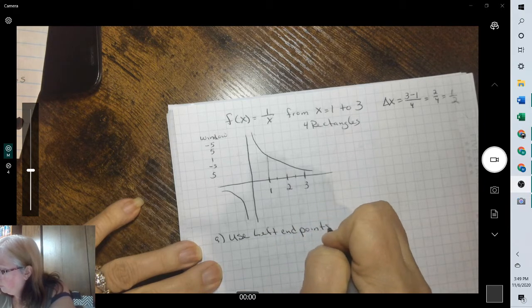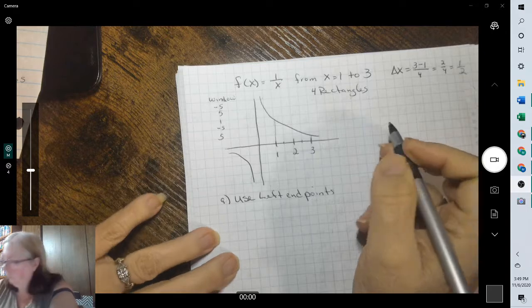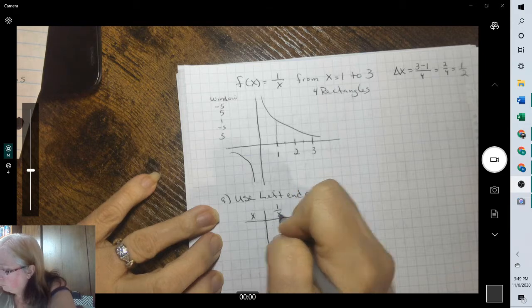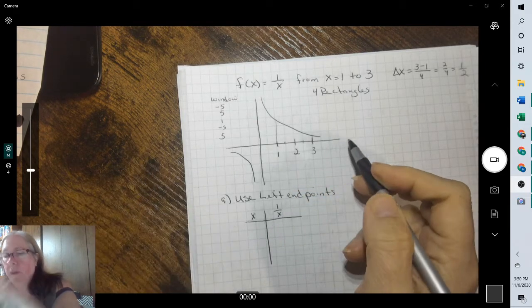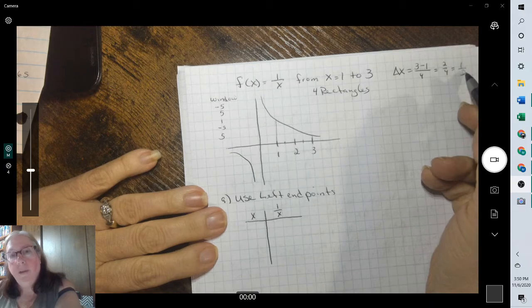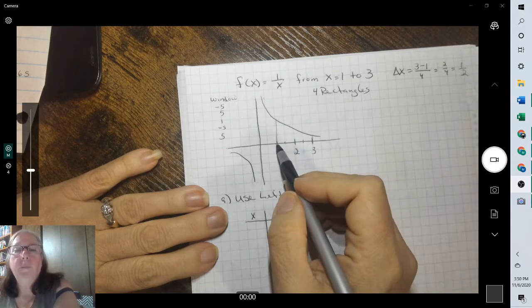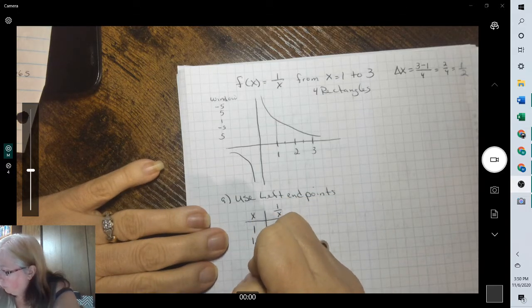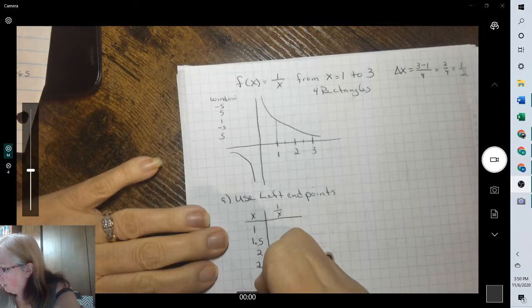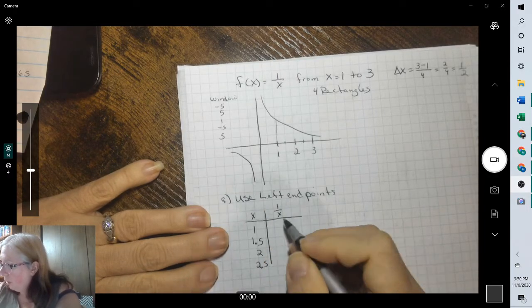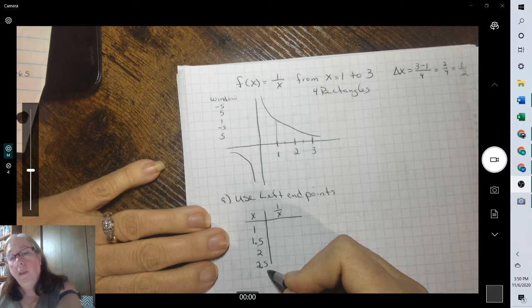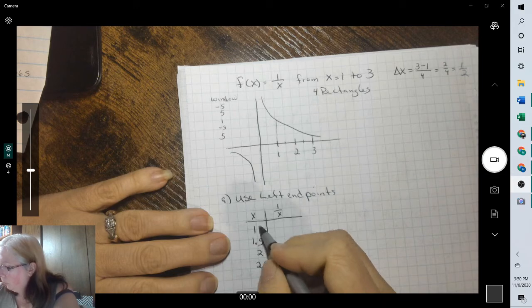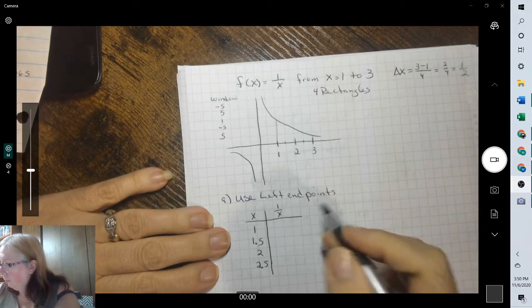Let's use left endpoints. Now, what you want to remember is that we're counting by halves. If we look at this, the left endpoint starts at 1. So it's 1, and then count by halves. 1.5, 2, 2.5, 3, 3.5. But I stopped because I only want 4. If I wanted 5, I'd keep going. If I wanted 10, you'd go some more. We only wanted 4. And then you plug them in.